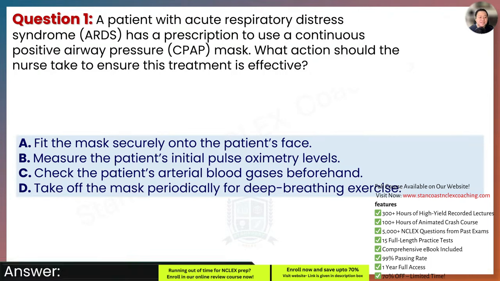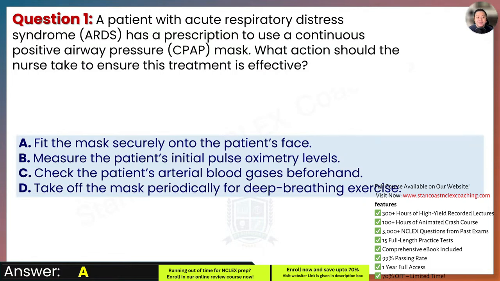The answer here is letter A. And why is A the answer? Well, when you are managing a patient with acute respiratory distress syndrome who has a CPAP, the most important factor to ensure the therapy is effective is to make sure that the mask is properly fitted to their face. Remember that CPAP works by maintaining continuous pressure in the airways to keep the alveoli open, to improve their oxygenation and also to prevent alveolar collapse.